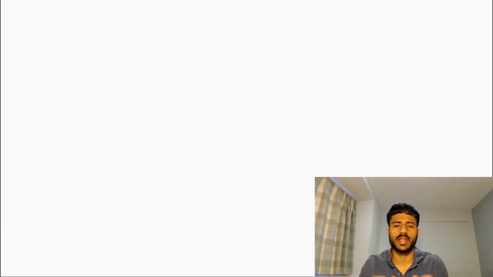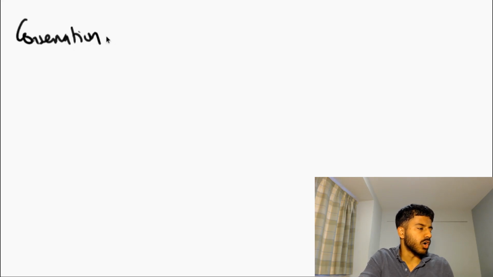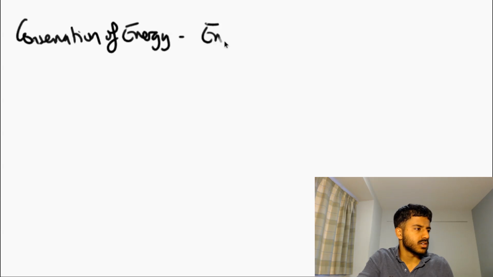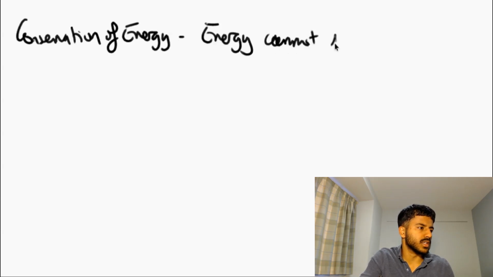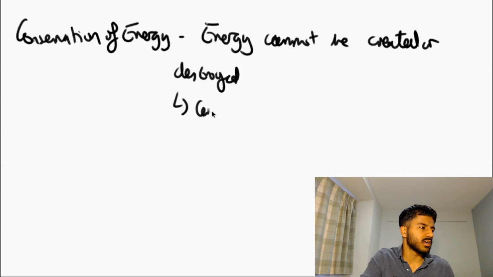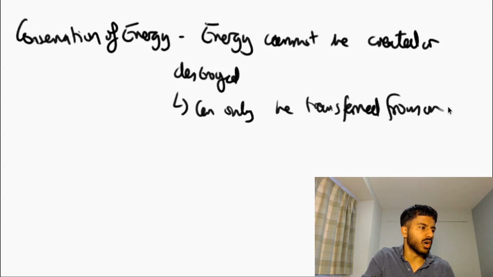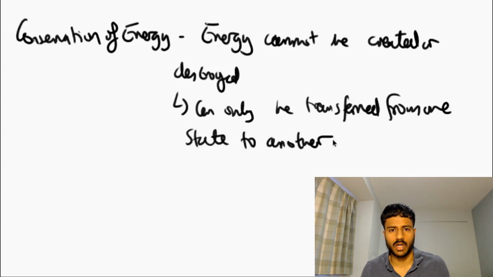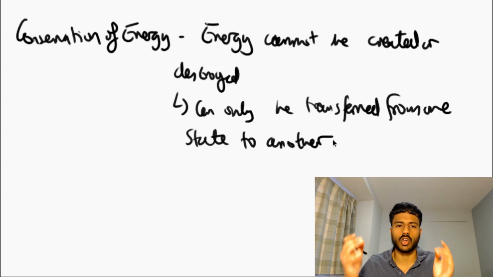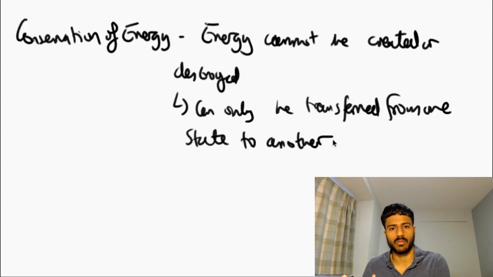So in this video, we're going to be looking at energy, and in particular, energy stores and power. A very, very important law called the conservation of energy is that energy cannot be created or destroyed. It can only be transferred from one state to another. So you cannot create energy out of nowhere, and you can't just destroy it and send it to nowhere. You can only change it from one form into another form. And this here means that in a closed system, the energy is constant.